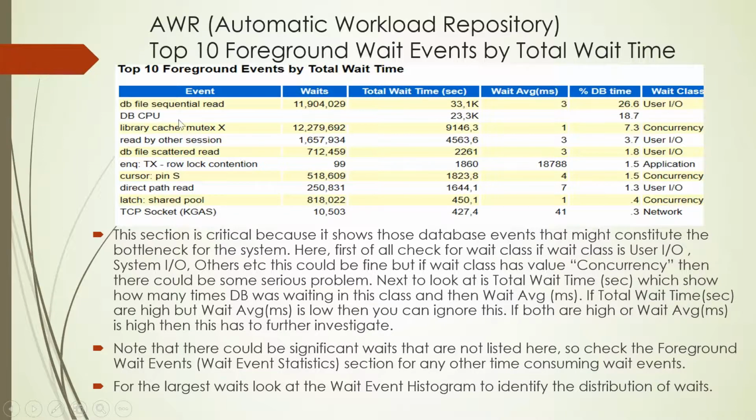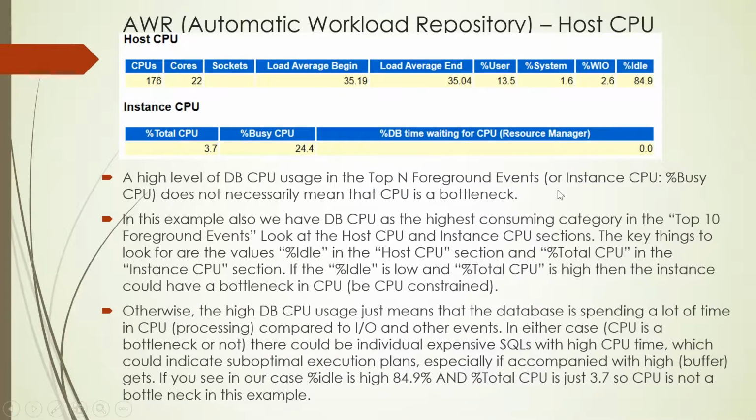Does that mean that it is an issue? No. Why? In this example, we can see DB CPU is the highest consuming category in the top 10. So look at the host CPU and instance CPU section. The key things to look at here are the percentage idle value and the percentage total CPU. The percentage total CPU over here is only 3.7%. If the percentage idle is low and percentage total CPU is high, there would be an issue. Now percentage idle is in the section below. See, percentage total is 3.7 and percentage idle is 84.9. It's way high, so it's not an issue. There is no CPU bottleneck for the database.